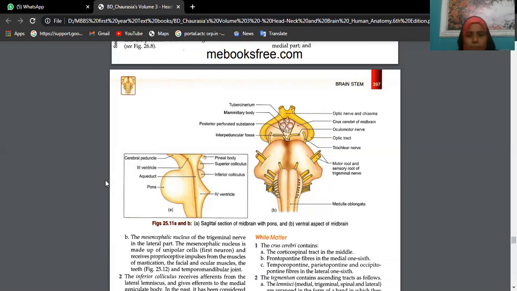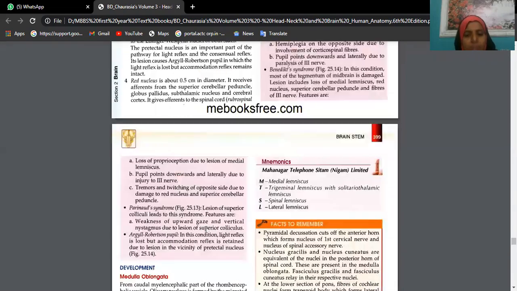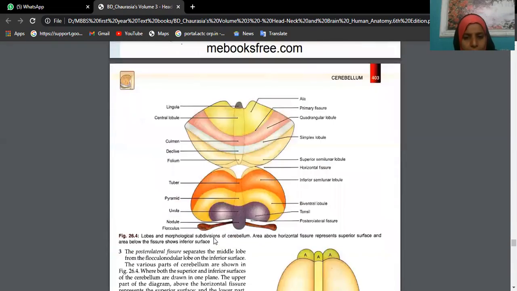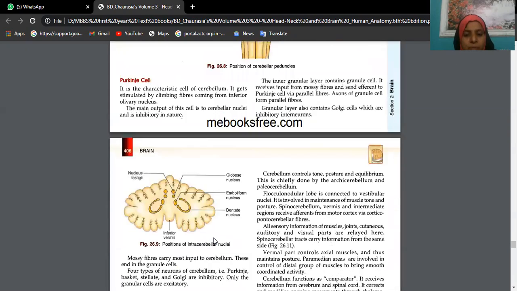Floor of the fourth ventricle. What do we see, beta, in the floor of the fourth ventricle? Where do we see the floor of the fourth ventricle?